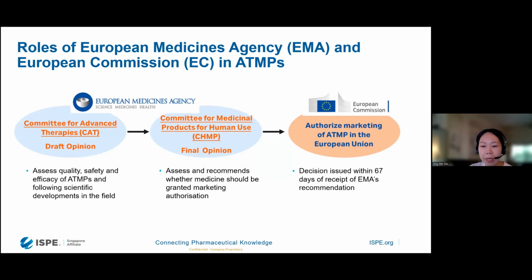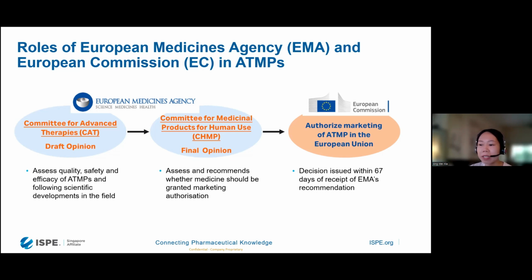This opinion is sent to the CHMP, and based on the CAT opinion, the CHMP adopts a recommendation on the granting, refusal, variation, suspension, or revocation of a marketing authorization. The recommendation is then sent to the EC for a decision on the marketing authorization. This decision is issued within 67 days of receipt of the CHMP's recommendation.